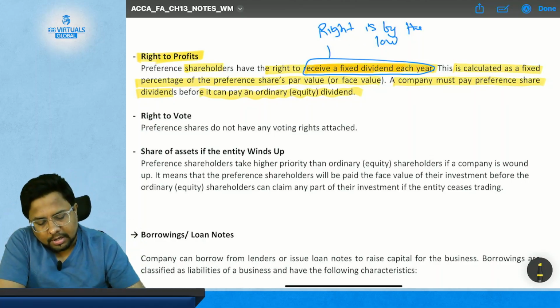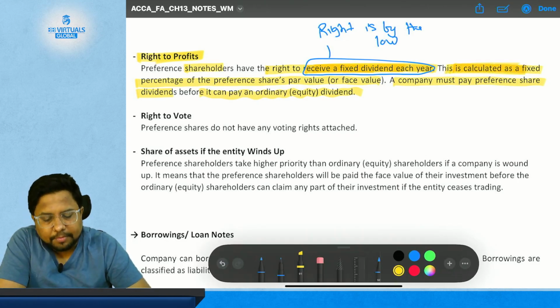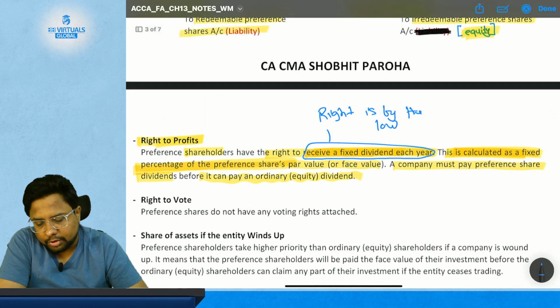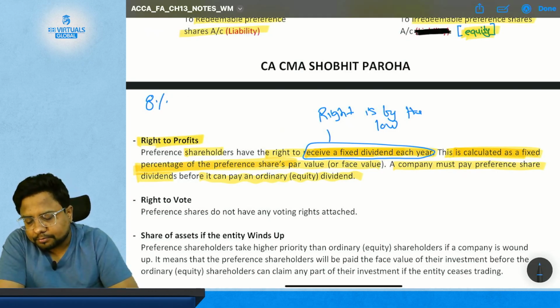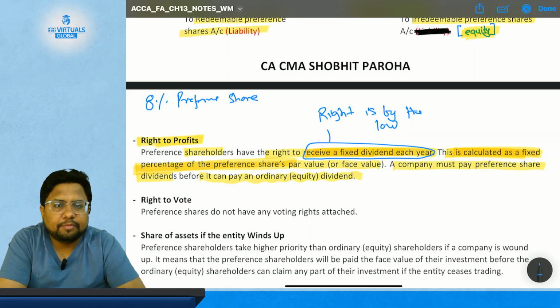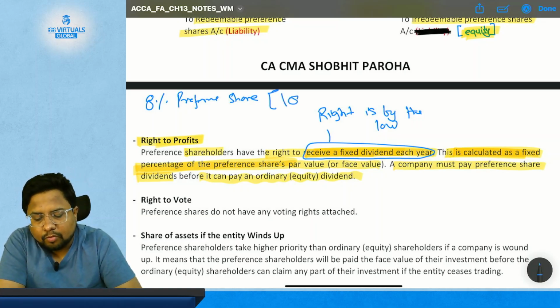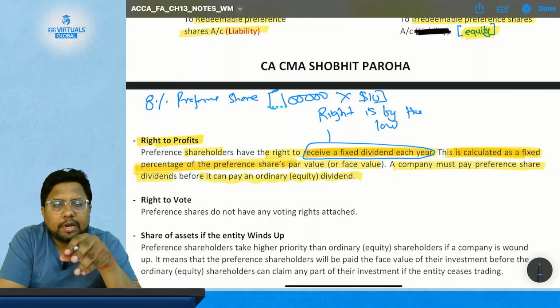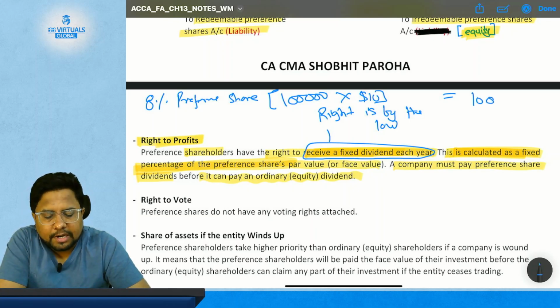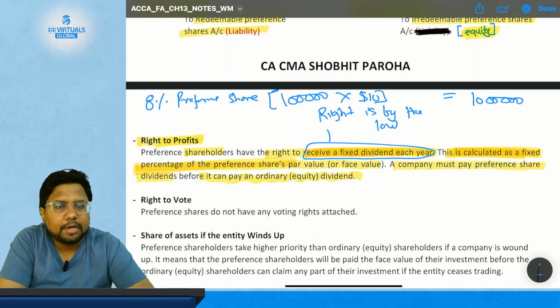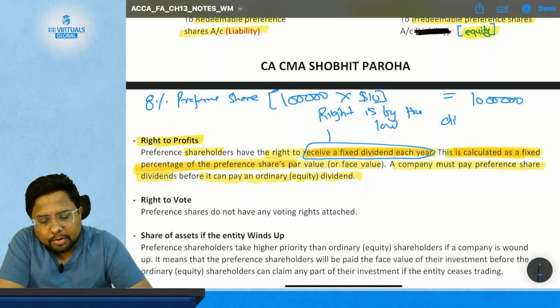Now, this dividend is calculated as a fixed percentage of the preference share. Suppose you are issuing preference shares at 8%. The name of the share will be 8% preference share. Suppose you are issuing 1 lakh shares of the value of $10, then the amount of preference share will be 10 lakh dollars.